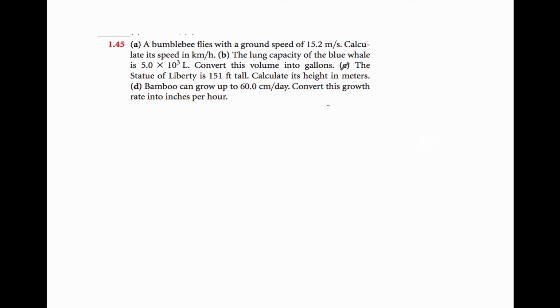I think I skipped C. Yeah, we didn't do the how tall the Statue of Liberty was. I went to the bamboo one. You're given bamboo. Amazing, right? One day it's going to grow 60 centimeters. Crazy thing. Convert this growth to inches per hour.